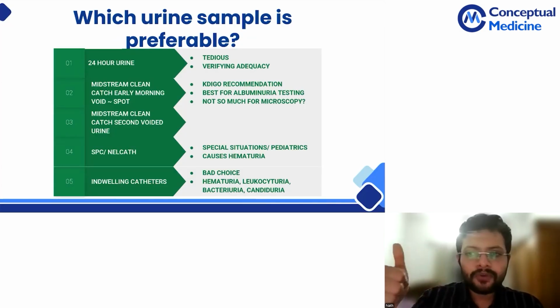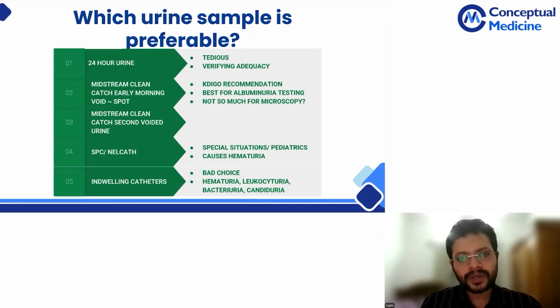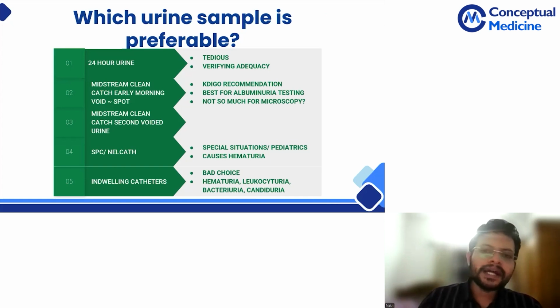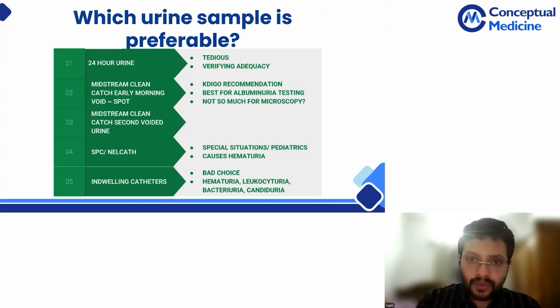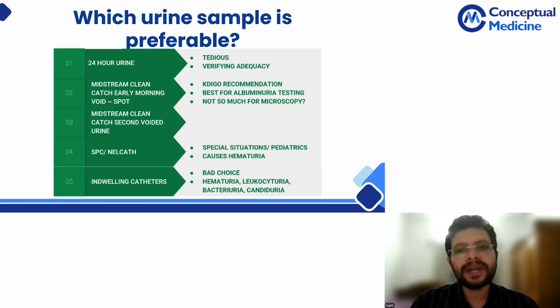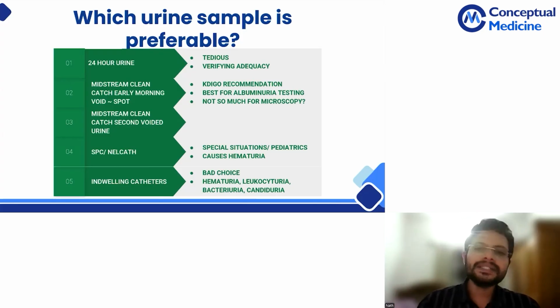One is the 24-hour urine sample, where you collect the entire volume of urine voided in a day. You start with the second voided urine of day one, and collect all the urine through the day and the night. The last sample will be the first voided urine of the subsequent day. So in short, the second urine of day one to the first urine of day two would be your 24-hour urine sample collection.